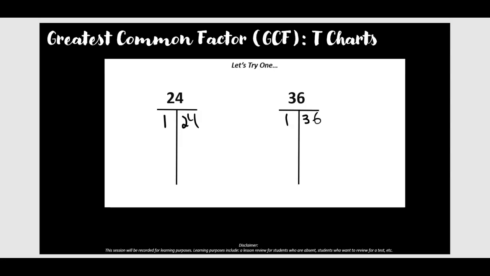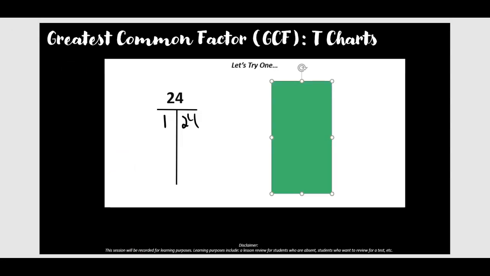Now, I'm just going to cover up this 36 for a few moments because it's going to be distracting to me. Hold on, I'll be right back. That's so much better. Now I can focus on this 24. So I did 1 times 24 is 24. 2 times something is 24. I just happen to know 2 times 12 is 24.